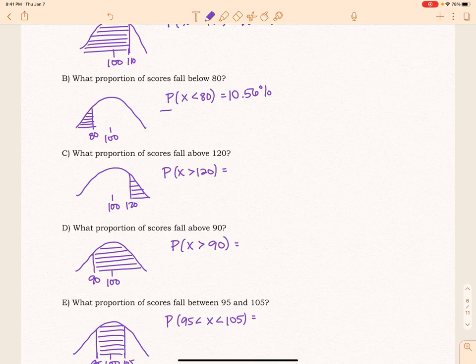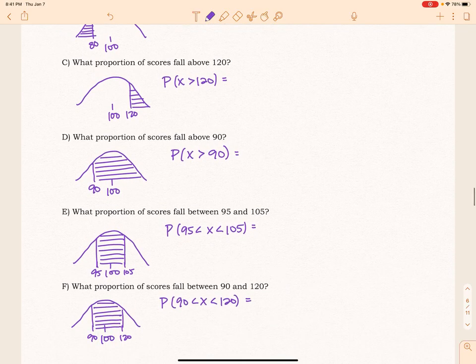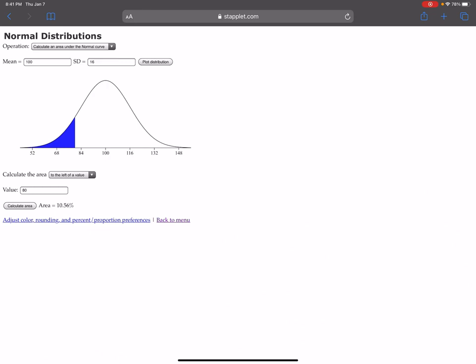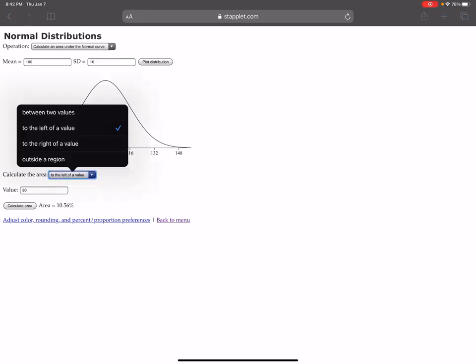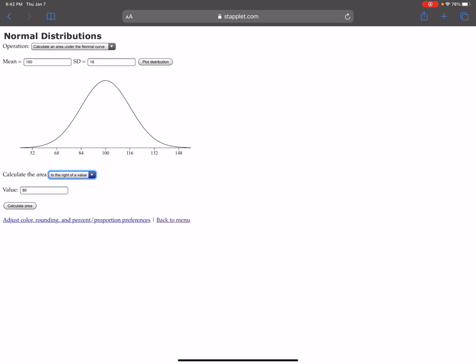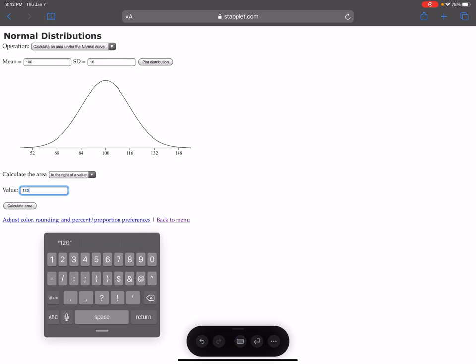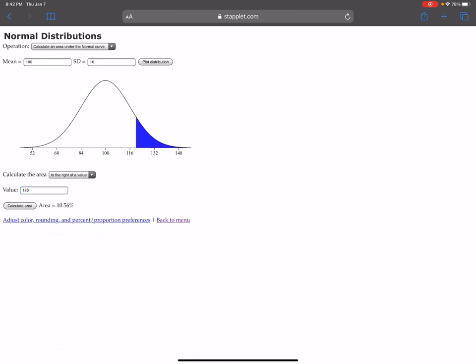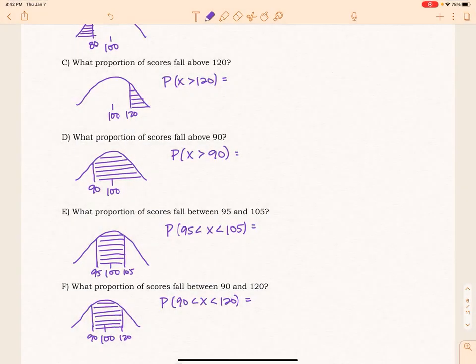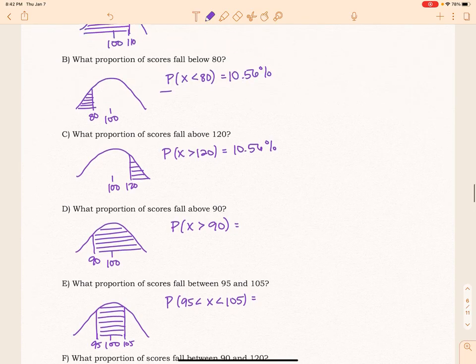And now that brings me to part C. I want the proportion of scores that fall above 120. So I am going to go back to Stapplet. And this time in my drop-down menu, I'm going to choose to the right of a value. And so that is 120. Calculate the area, 10.56%. Hopefully that value makes sense to you, that you got the same thing for part B, because 80 is the same distance away from 100 that 120 is. It's just that they're in opposite directions.